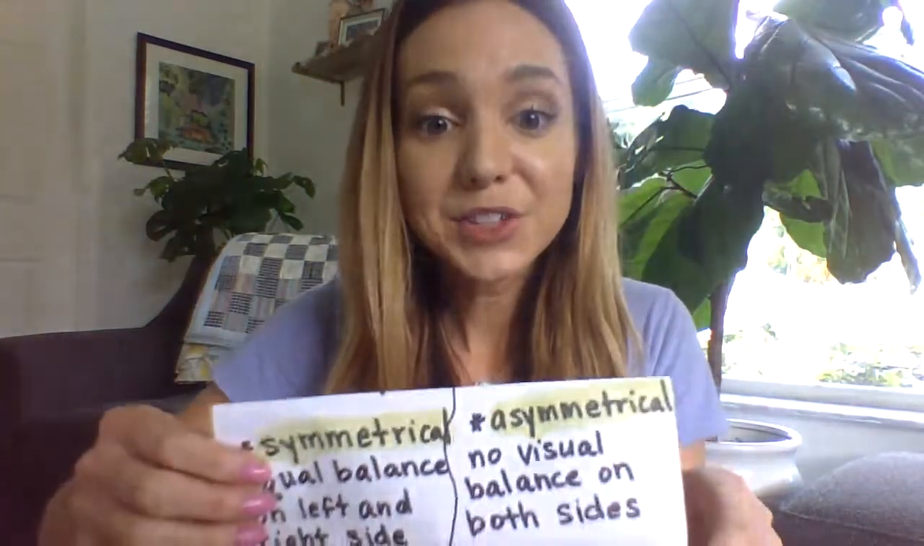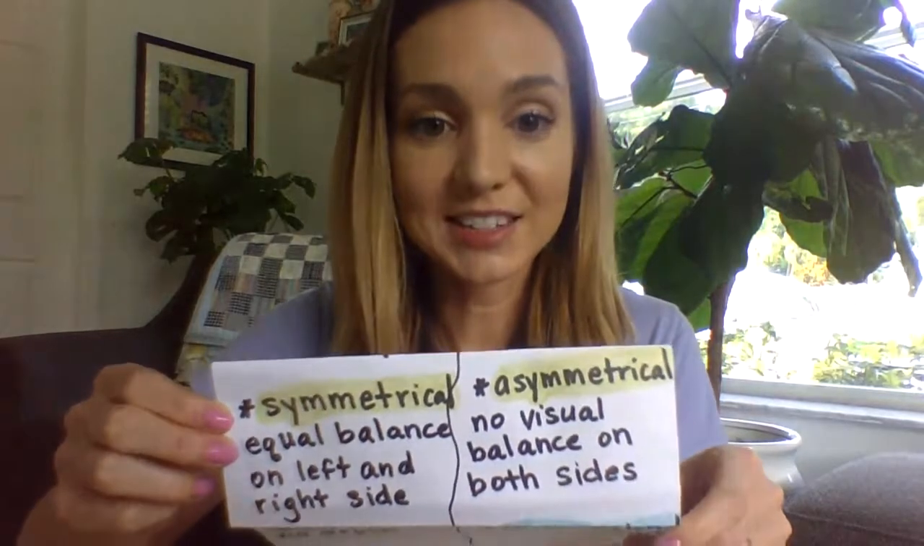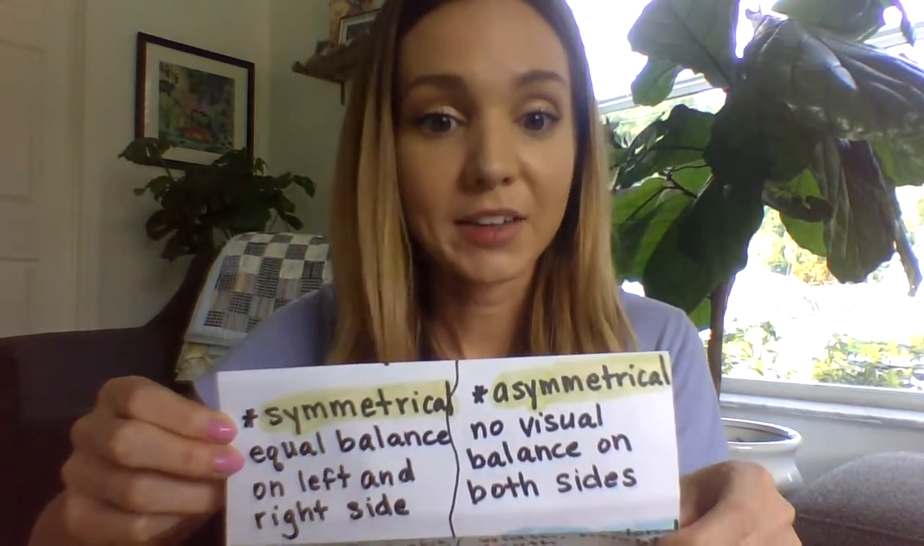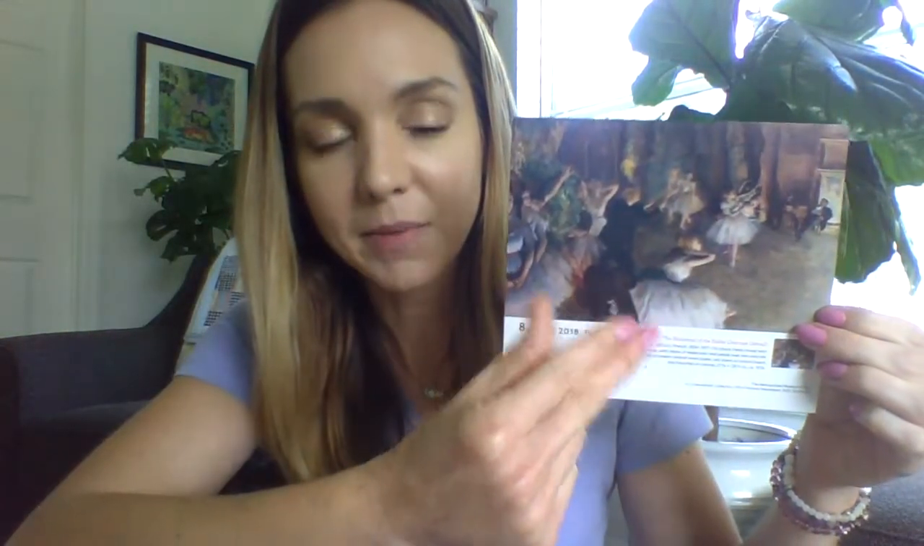But you can also have asymmetrical space, where there's no visual balance on both sides. Like in this painting. You can see the images here, and this nice open space on this side. But this space is not the same on the left and right side. The space is asymmetrical because there's more on one side than there is on the other.